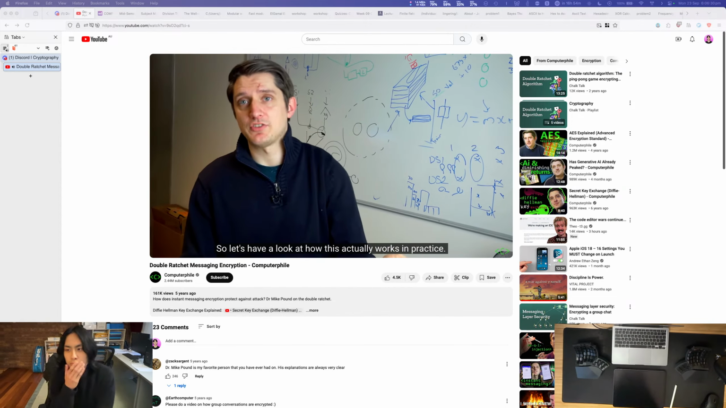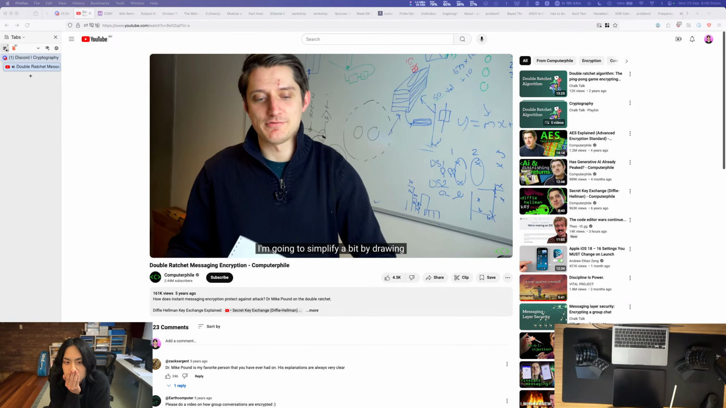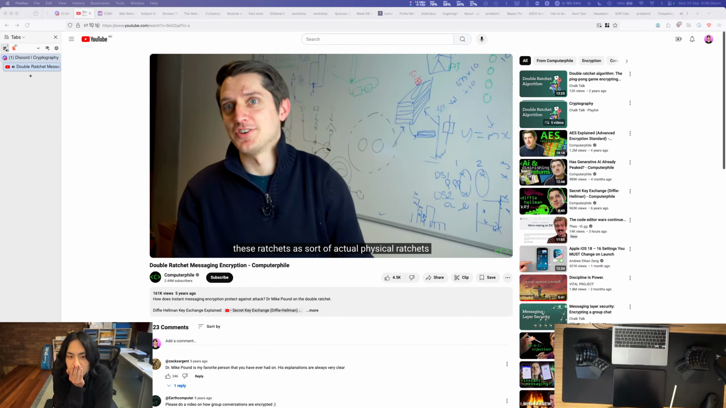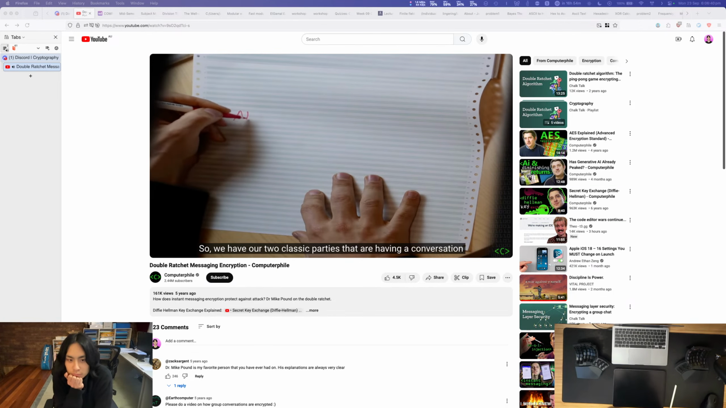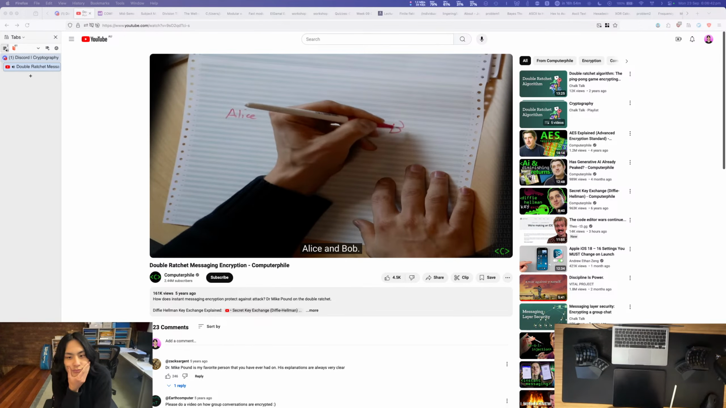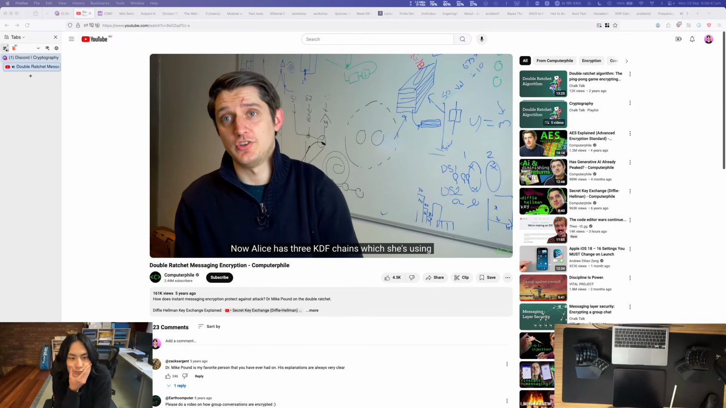So let's have a look at how this actually works in practice. I'm going to simplify a bit by drawing these ratchets as actual physical ratchets rather than keys and key pairs and things, right? So we have our 2 classic parties that are having a conversation, Alice and Bob. Now Alice has 3 KDF chains that she's using.